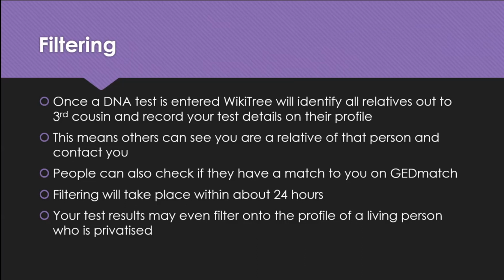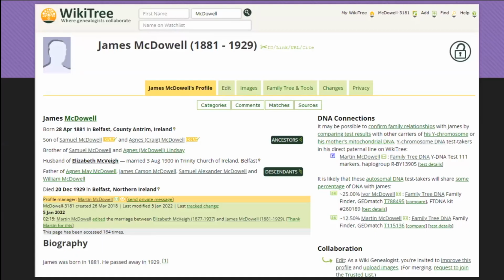So again, people can compare with you on GEDmatch if you have that ID number in, and you will see that filtering through onto all of those pages about 24 hours after you have recorded the fact that you have done a DNA test. So the more profiles that are added to Wikitree, then the more profiles your name is going to go onto as a potential DNA connection. So just remember that this is not telling any individual that you have a match with this person. It's just saying that you could match this person because you are within a third cousin relationship with that particular profile page. So that's the filtering. And this is what it looks like.